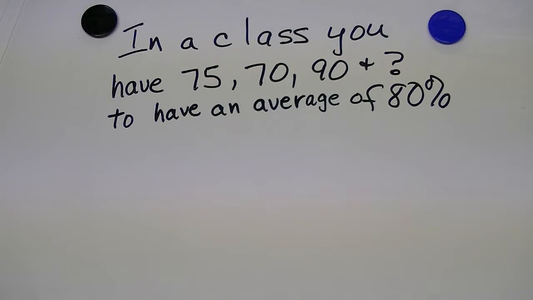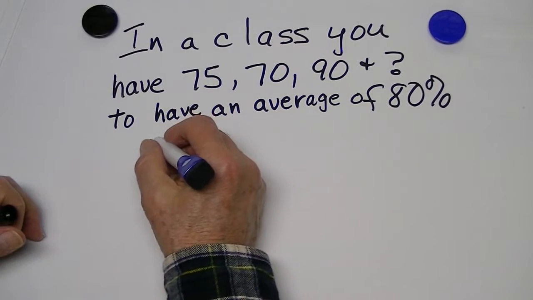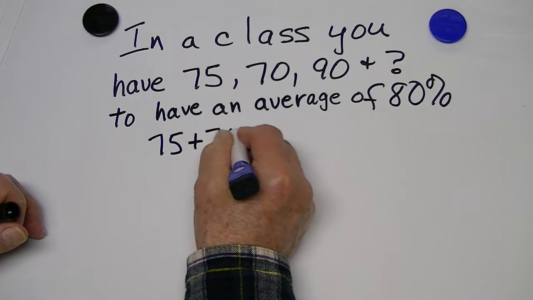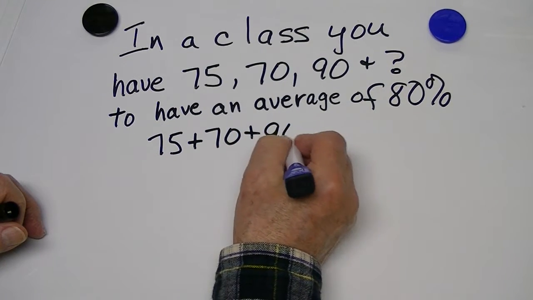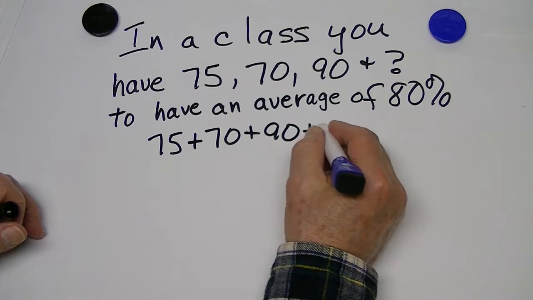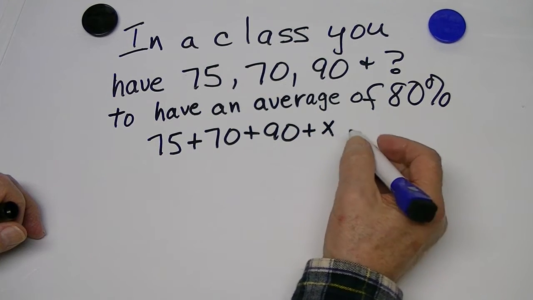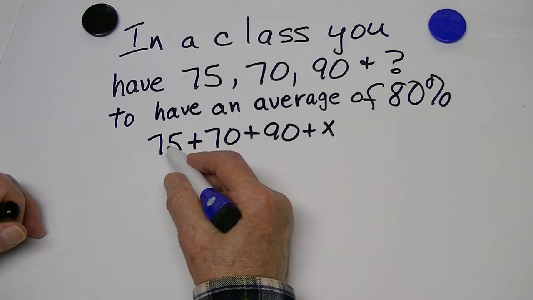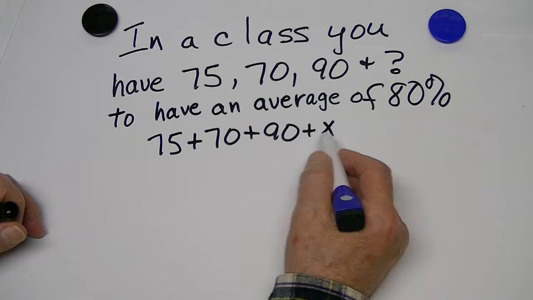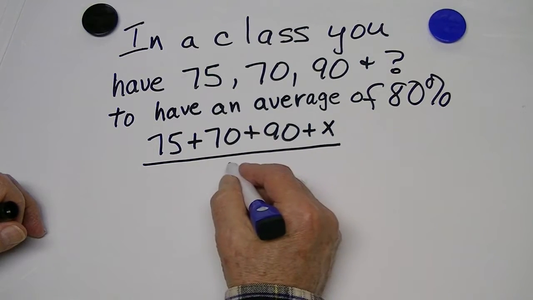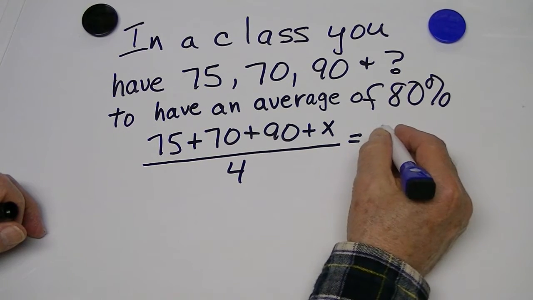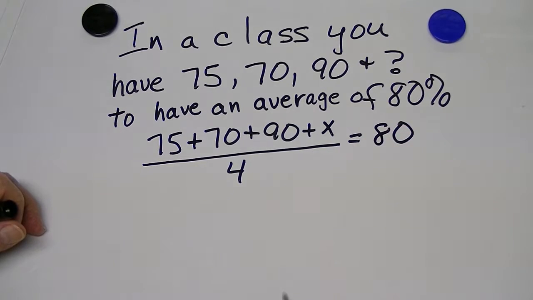Well, the formula for this would be to take your scores, 75 plus 70 plus 90, and then your unknown score. And how do I average these grades together? Well, you take the number of grades, which would eventually be 4, and divide by 4. And you want this average to be an 80%. So there's your basic equation.